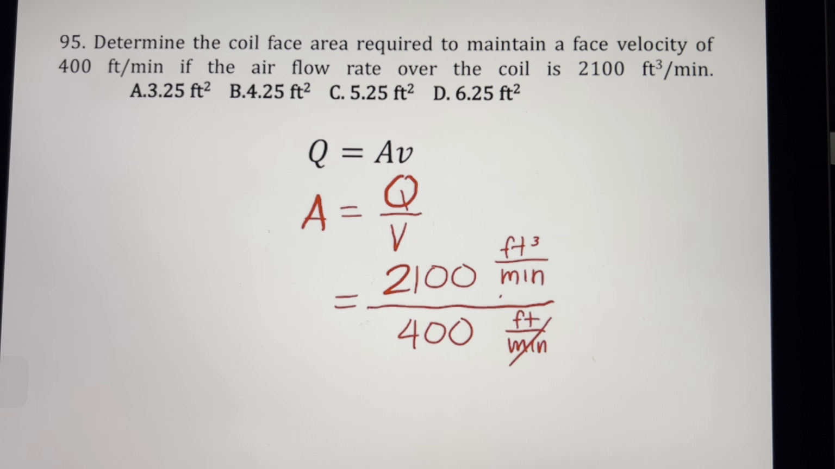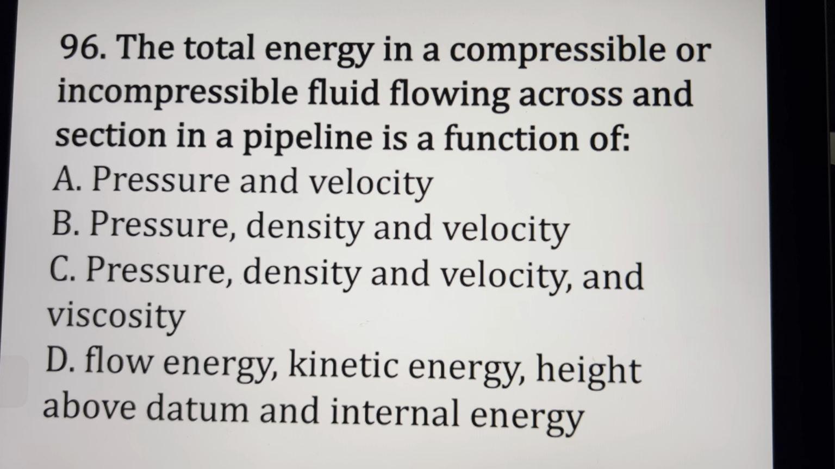We cancel out minutes and we can cancel out one of the foot. So our area will be in square feet. Answer is 5.25 square foot. The total energy in a compressible or incompressible fluid flowing across the section in a pipeline is a function of flow energy, kinetic energy, height, and internal energy.